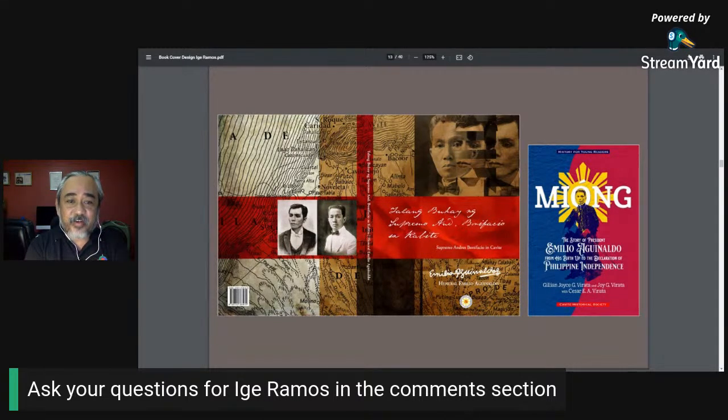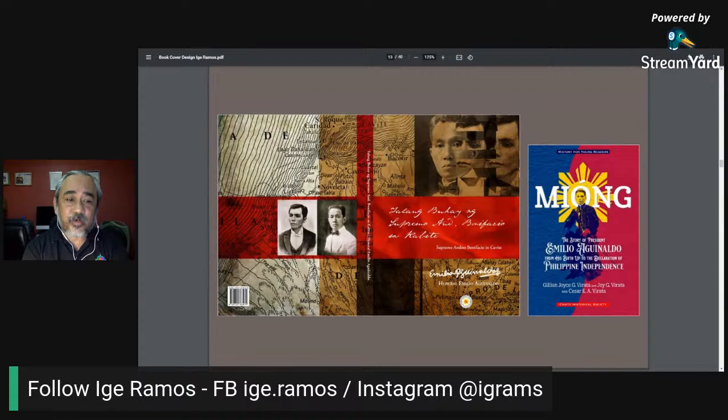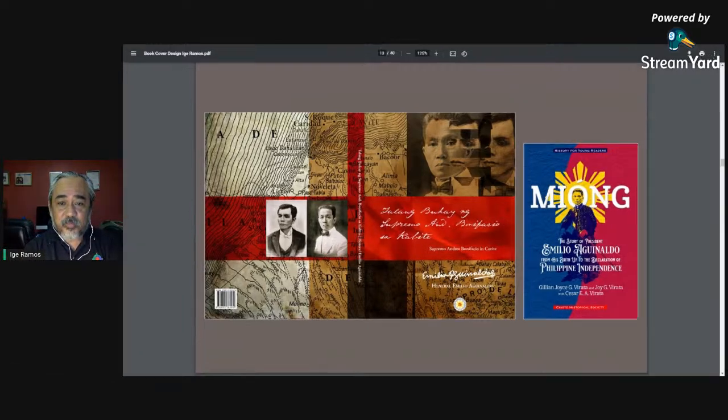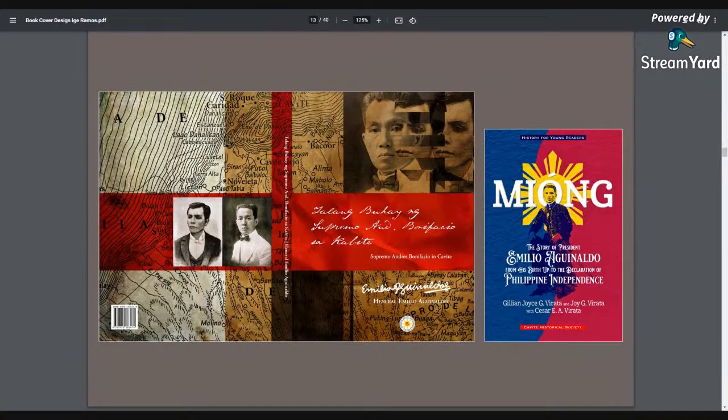And it's a very, very interesting account, actually, like a personal essay of Emilio Aguinaldo. And then what we did was we scanned the actual handwritten manuscript, and beside it is a transcription. No? And then beside it naman is Myong. It's published by the Cavite Historical Society. It's actually out now. And this is the story naman of Emilio Aguinaldo from his birth to the Declaration of Philippine Independence.